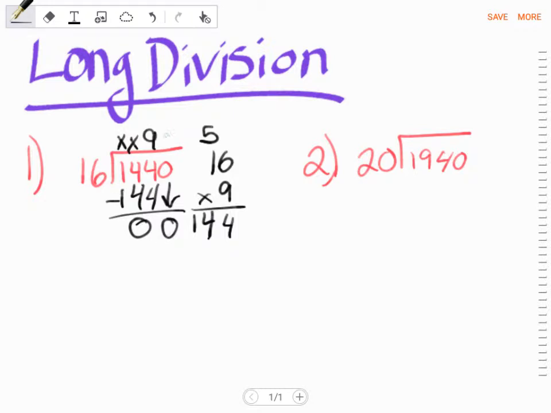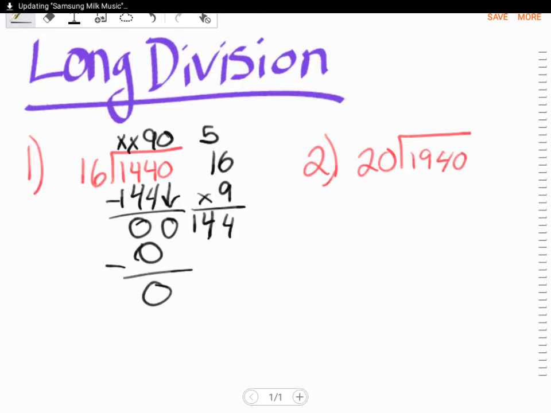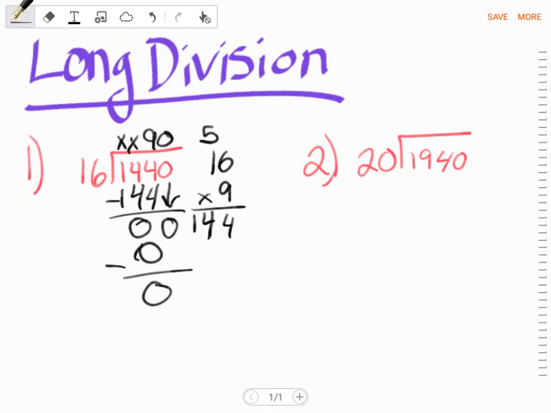But 16 goes into 0, 0 times. 0 times 16 gives you 0 again. Subtract, get 0 left over. You filled up all the places that you need to. So you got that 1,440 divided by 16 gave you 90.